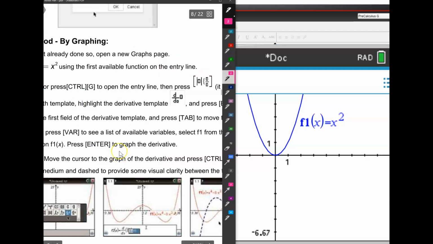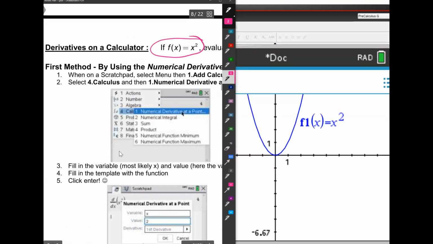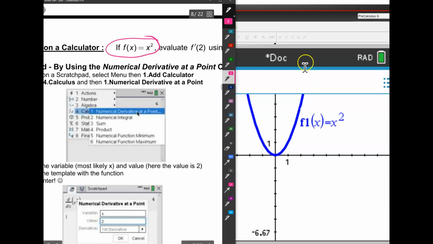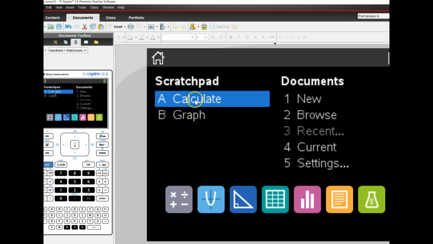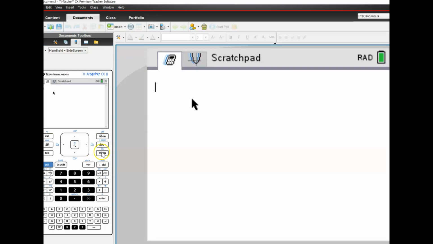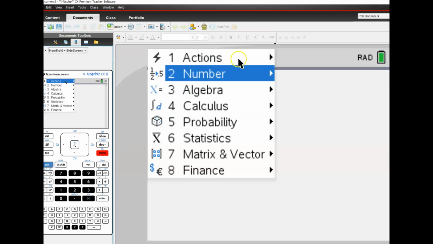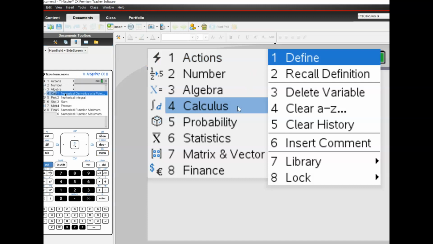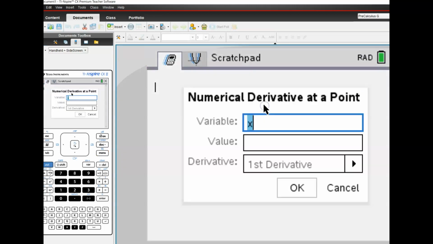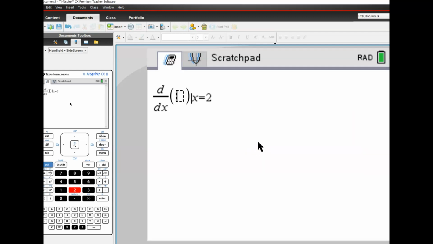And if we go to the other way of finding the derivative, let me go to the home, let me go to calculate. So if I click menu, actions, wait, what did I say? Calculus, numerical derivative at a point. So variable x, value, let's say it's at 2, first derivative, cool. So derivative at a point. Whatever x value I wanted to evaluate at, that's what I put.